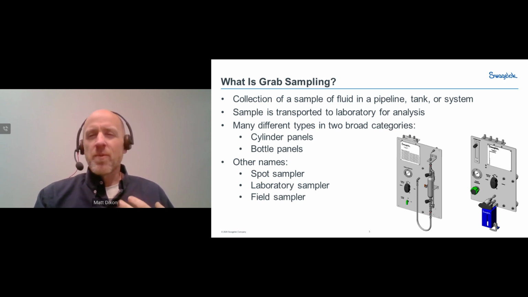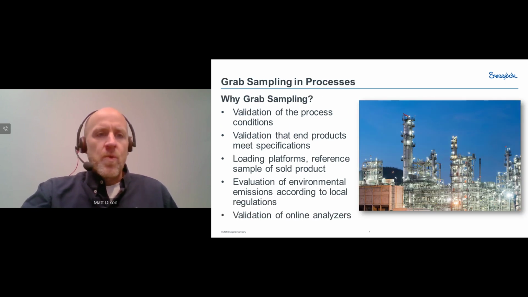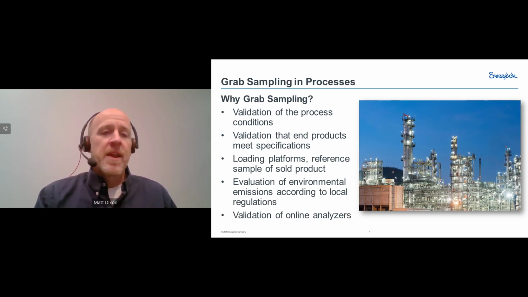There are a lot of different types of samplers out there. Cylinder samplers, bottle samplers. Today we're going to be talking about viscous sampling, which is typically going to be bottle sampling, but we'll talk a little bit about both, though we'll focus primarily on the viscous sampling. All right. So with sampling, why are we actually doing grab sampling? There's a lot of different reasons.